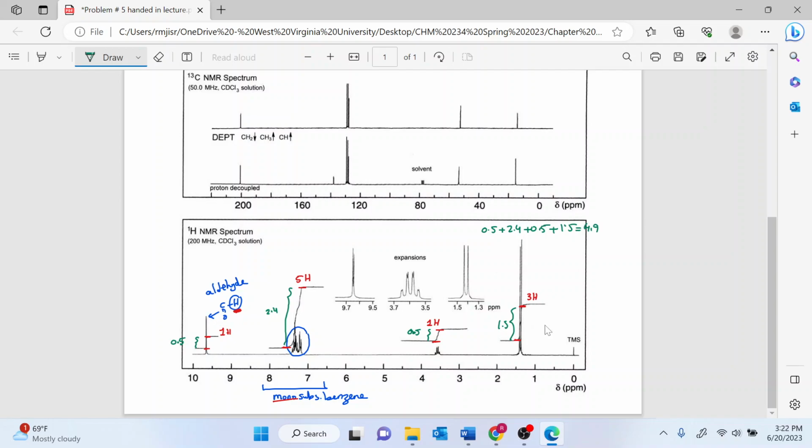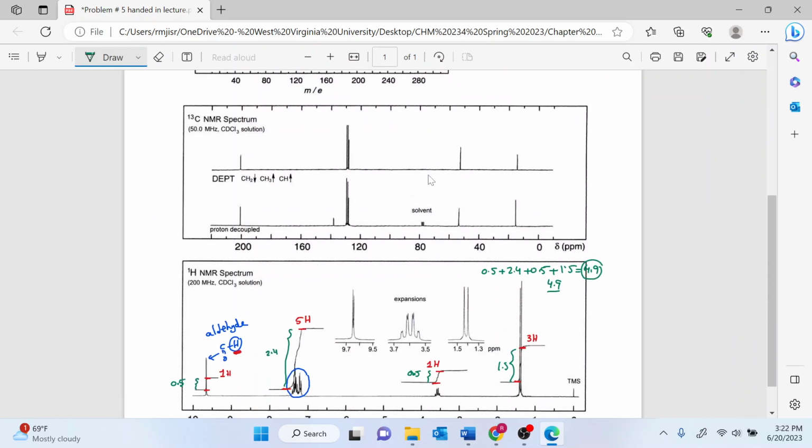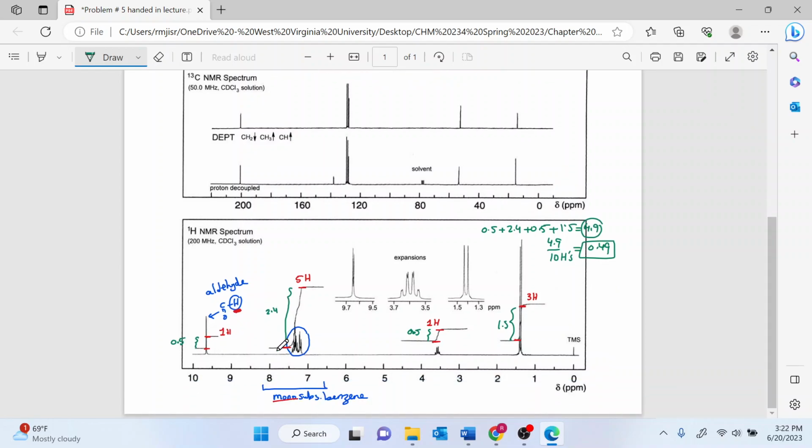Okay, after you do this, take the 4.9 in there and divide it by the number of hydrogens, because your molecular formula here is very important, and you cannot do the integration without knowing the number of hydrogens that you have. So this is going to be 10 hydrogens. Then this is going to be 0.49.